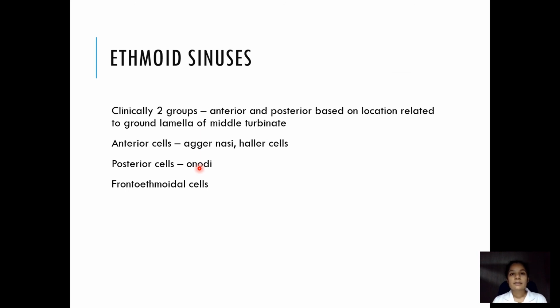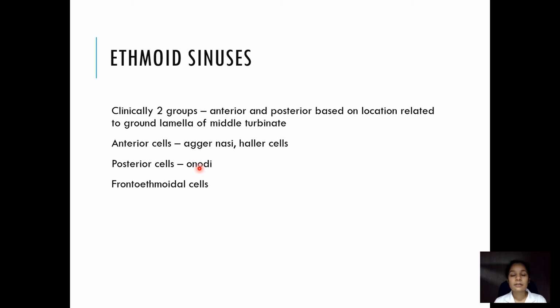Ethmoid sinuses. There are two main groups of ethmoid sinuses, anterior and posterior, based on their locations compared with the ground lamella of the middle turbinate. It is also known as the basal lamella of the middle turbinate, and it is the attachment of the second part of the middle turbinate. The cells anterior to the ground lamella are anterior cells. Most constant anterior ethmoidal cell is bulla ethmoidalis.